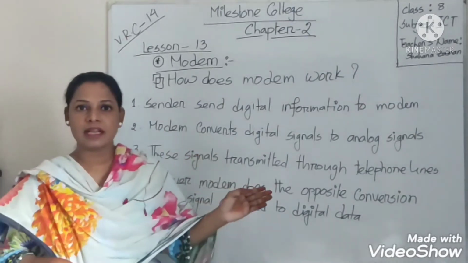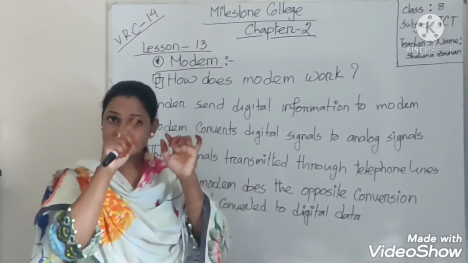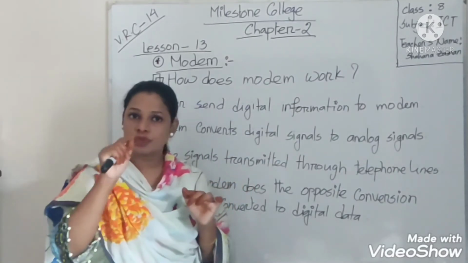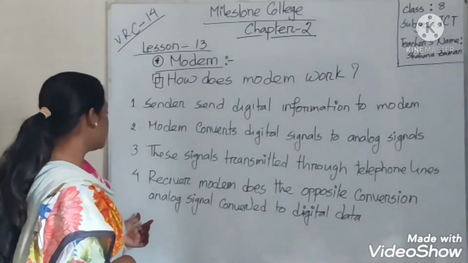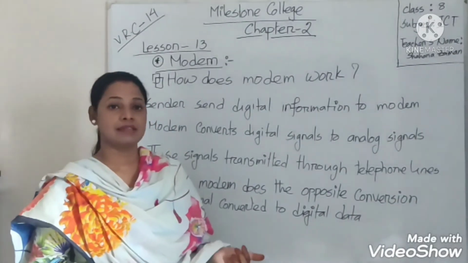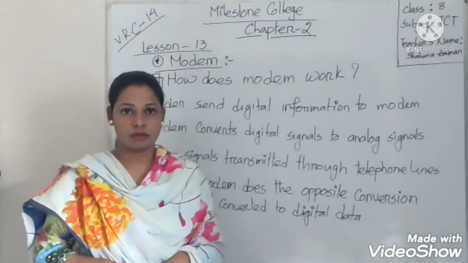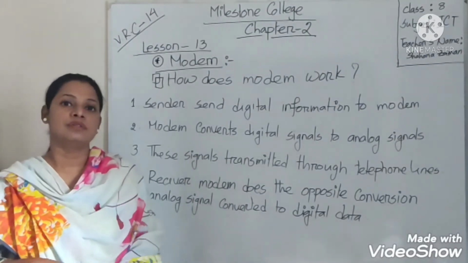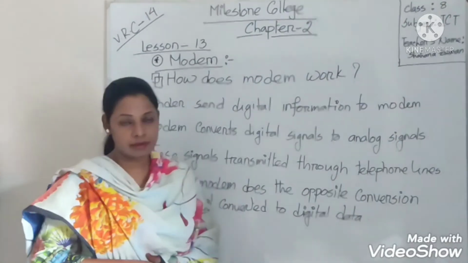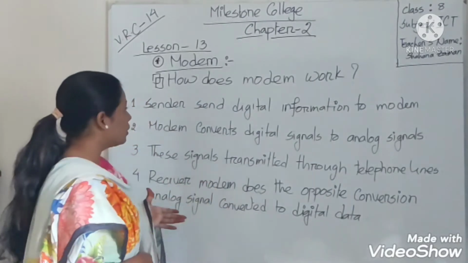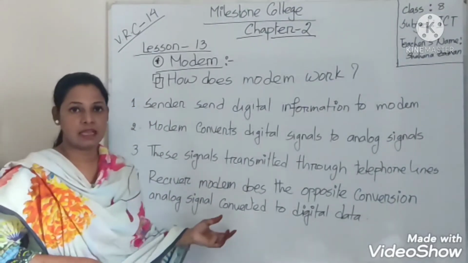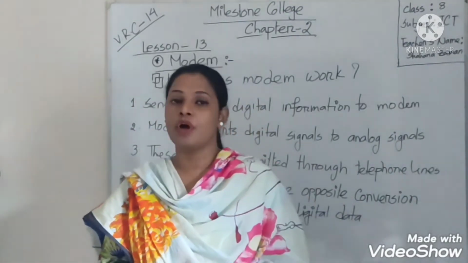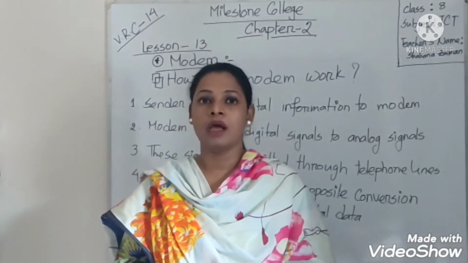And actually another thing I have shown you, that is what the analog signal is and what the digital signal is. So you saw that in the figure also. And the last point, the receiver modem does the opposite conversion, that is, it again converts the analog signal into a digital signal and sends it to the receiver. So the overall working procedure is this. I think you do not have any doubt about the working procedure of a modem. I think all of you are clear.